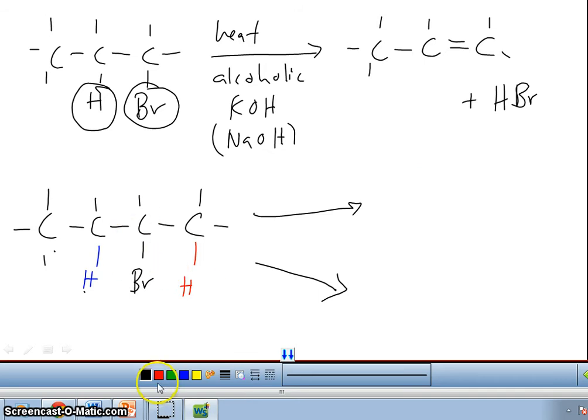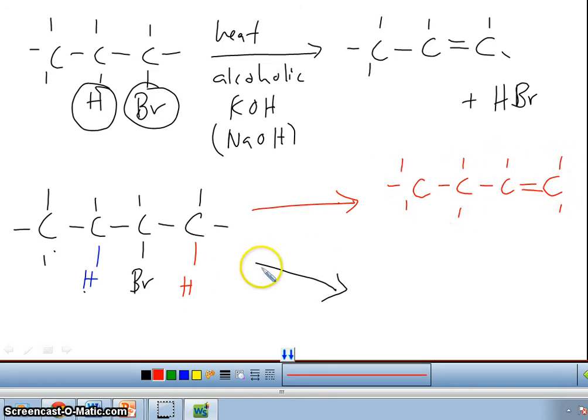Eliminating the red hydrogen, I would have carbon, carbon, carbon, carbon, 4 carbons. If I've eliminated this and this, then the double bond will be here. Or if I eliminate the blue hydrogen, the double bond will be here. So I've made but-1-ene and but-2-ene. Okay?